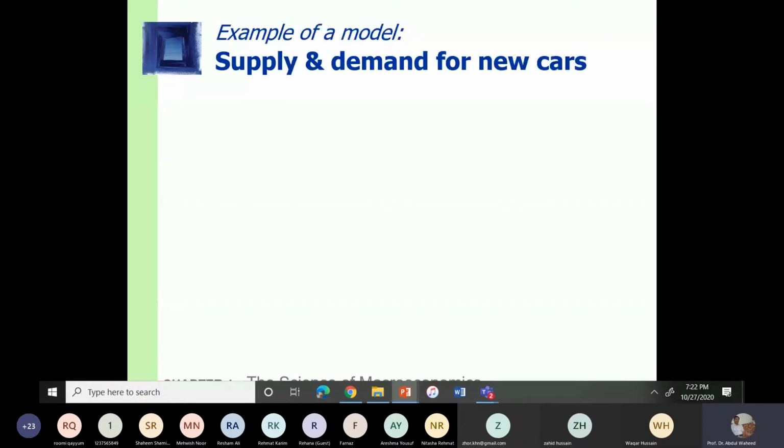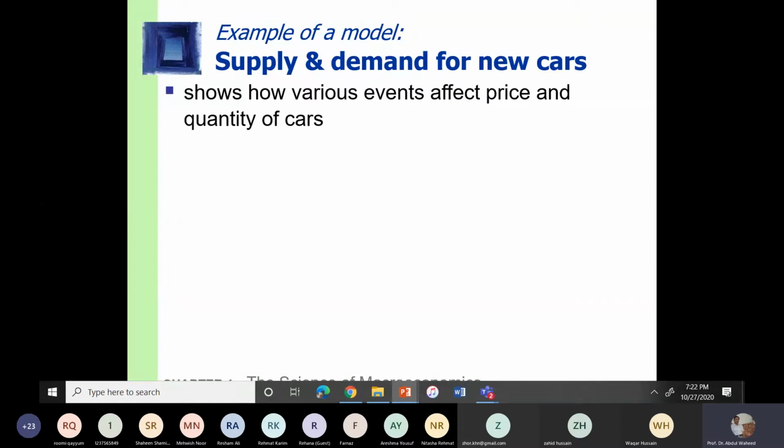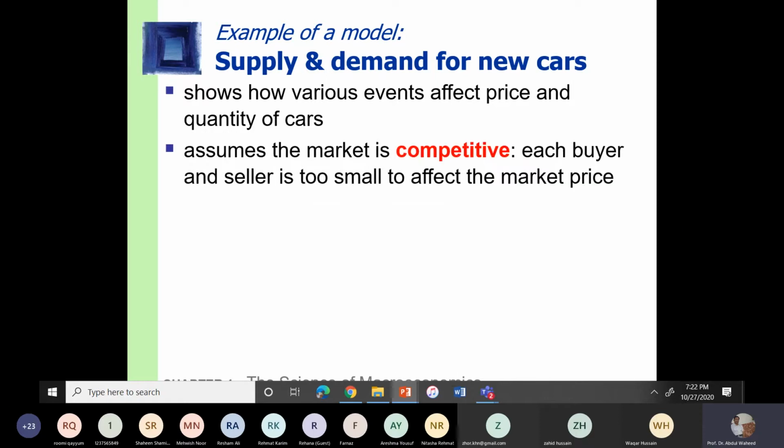This is an example of a model for supply and demand for new cars, and it shows how various events affect the price and quantity of cars. We are assuming that the market is competitive. You have studied perfect competition. Does anyone know what the features of a perfectly competitive market are?